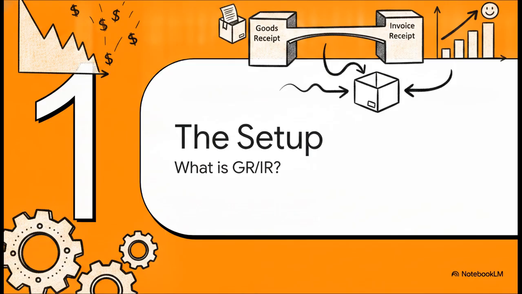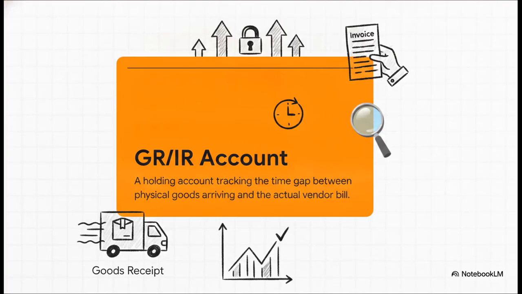Section 1. The setup. What exactly is GR/IR? Okay, let's dive right into the mechanism that just destroyed that company's valuation. In plain English, GR/IR stands for Goods Receipt and Invoice Receipt. Basically, it's a temporary holding account built into ERP systems, like SAP. Its entire job is to track a very specific, very dangerous gap in time.